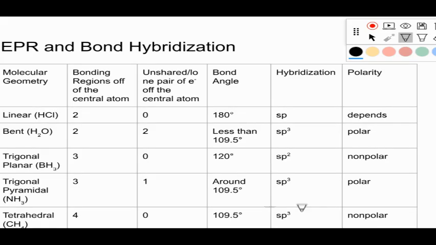And then my last one, if I could get it to show it better, is tetrahedral. It has 4 regions, 0 unshared regions. It's 109.5 for its angles. It's sp3 because it has a total of 4. And it's always nonpolar, again, unless instead of like CH4, I had like CH3Cl. That would make it be a polar molecule because there would no longer be an equal sharing. That's the reason drawing those dipole moment arrows are so important to understand for this topic.